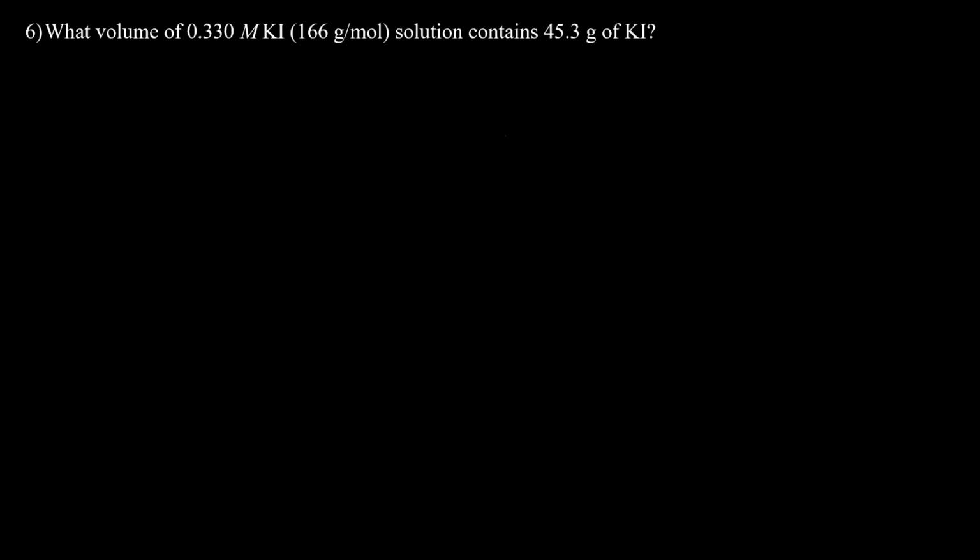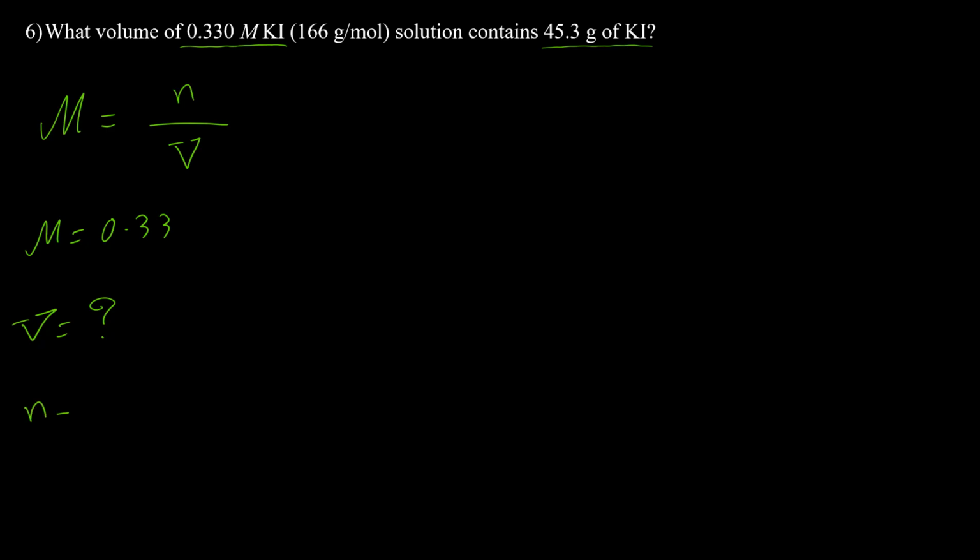In question number 6, what volume of 0.330 molar potassium iodide solution contains 45.3 gram of potassium iodide? Again, we have molarity is equal to mole over volume. Molarity is 0.33. We don't have volume. We also don't have mole, but we can find it from gram of compound. So first we need to find mole.